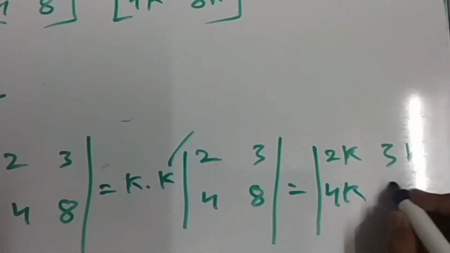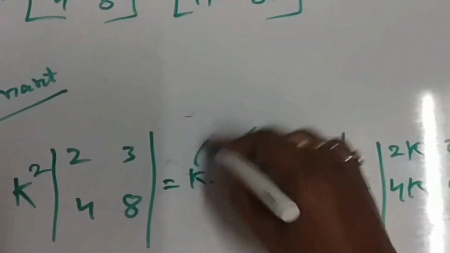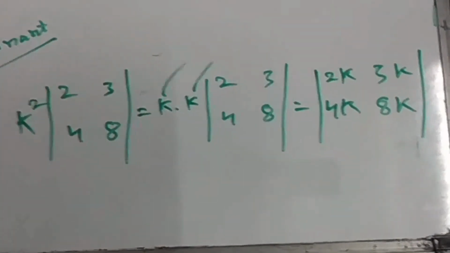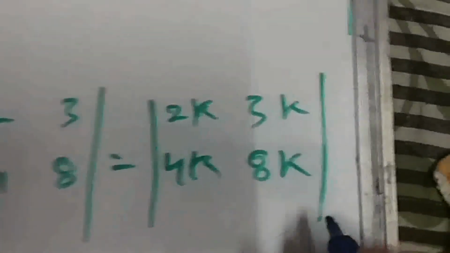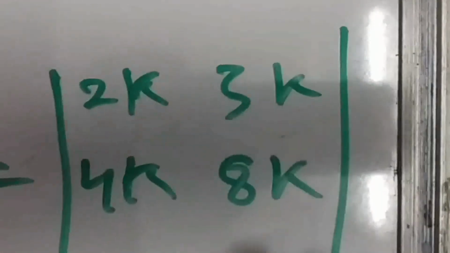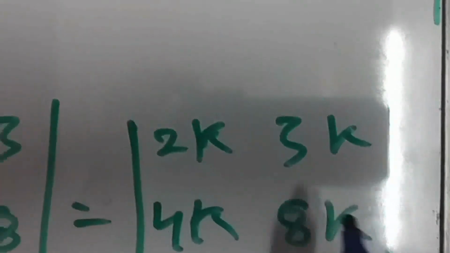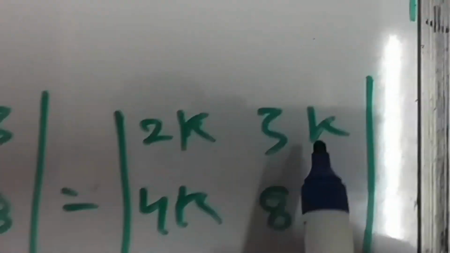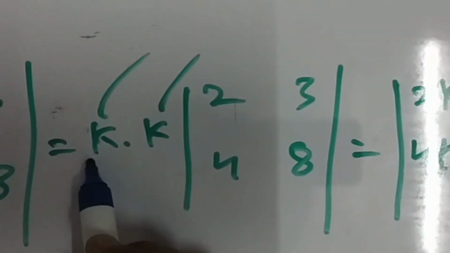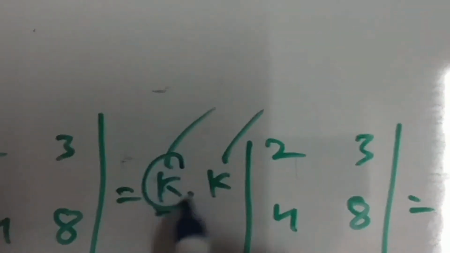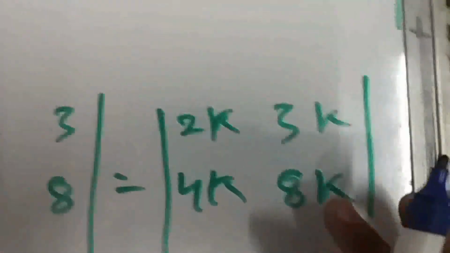This k work is over. Now see, if this determinant is given and you want to take k common, first you have to take k common from the first row. This k will come, one time k will come.